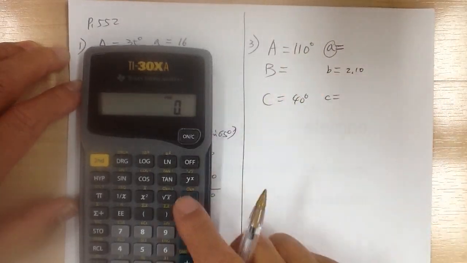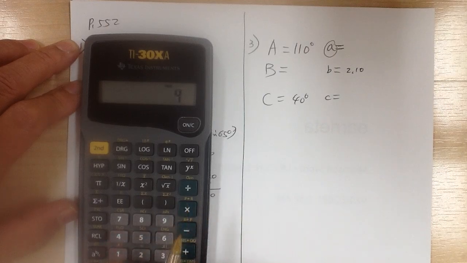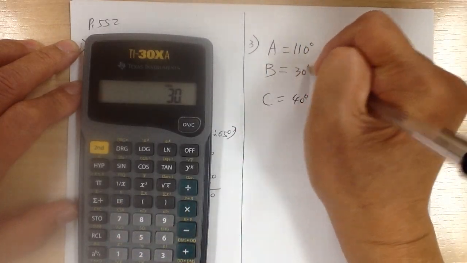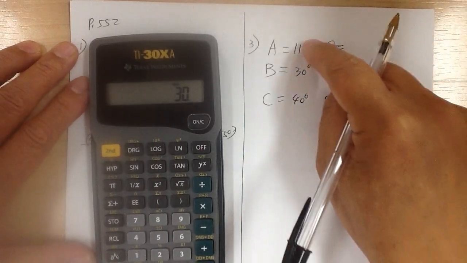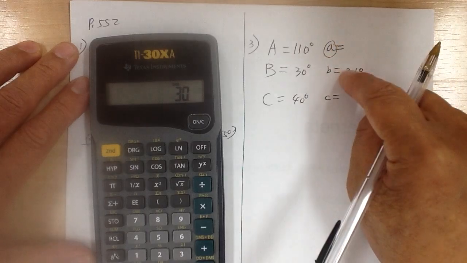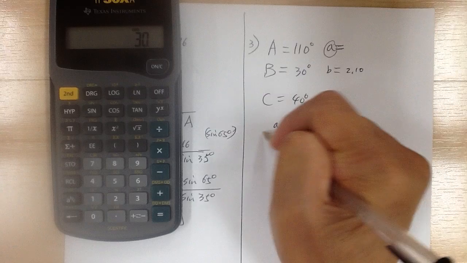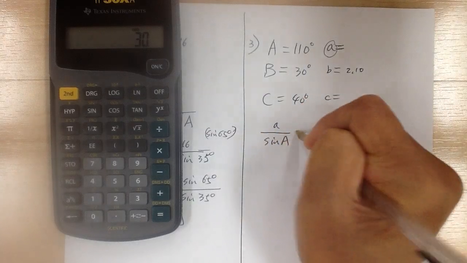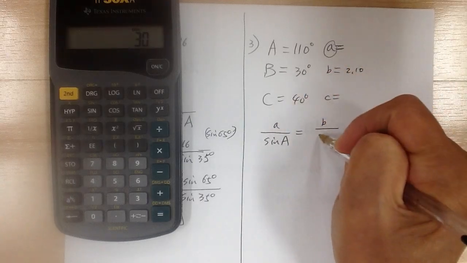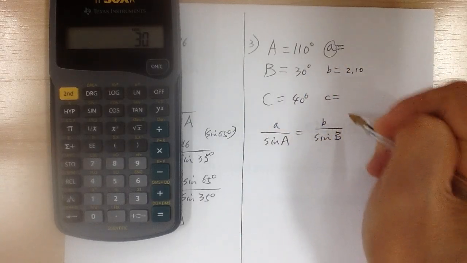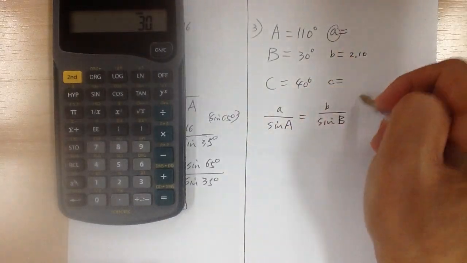Again, I'd like to just get the angle first. So 180 minus 110 minus 40 equals 30. Just by comparison, you know that this side has to be bigger than that because this angle is bigger than that angle. Since you're looking for A, start with A over sine A, and you want to use B because that's given, so equal to B over sine B. You can always write down the formula, then you substitute.